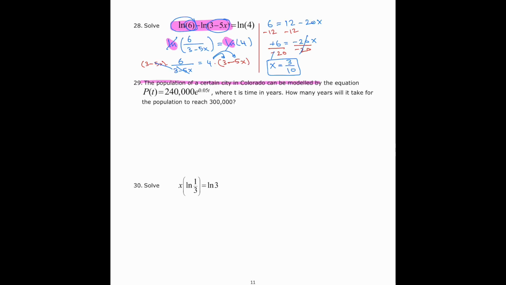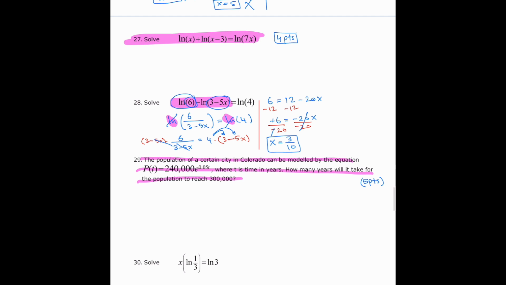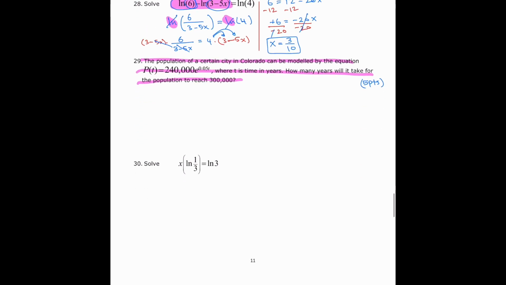Number 29. Again, this is an extra credit question. You will earn 5 points by answering that question. So far we have 15 points extra credit that you can earn.